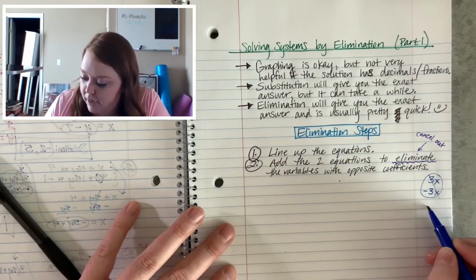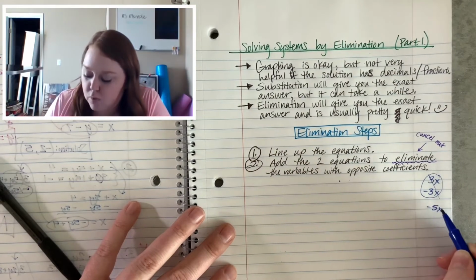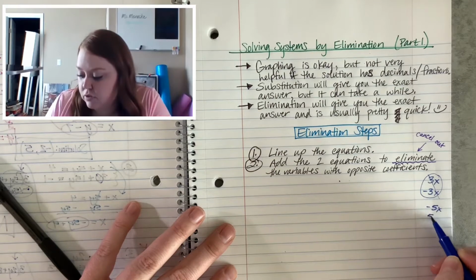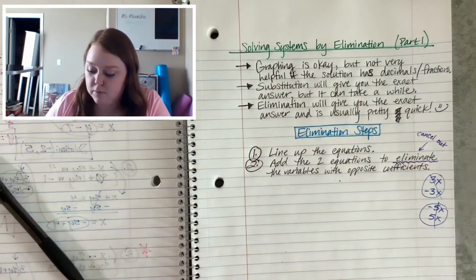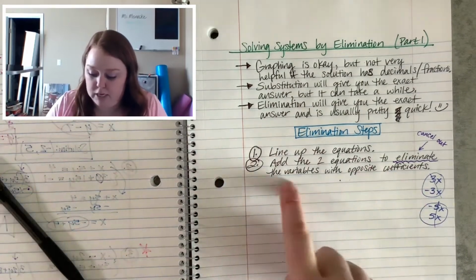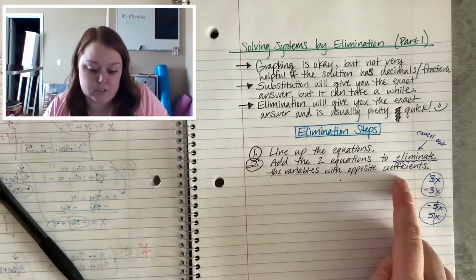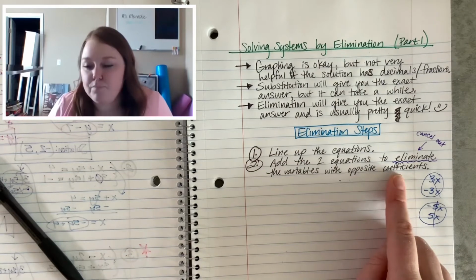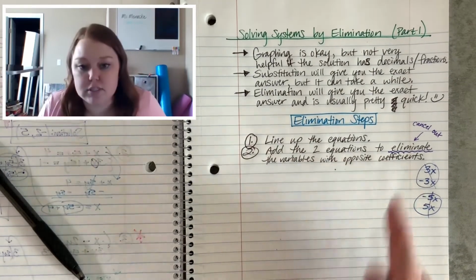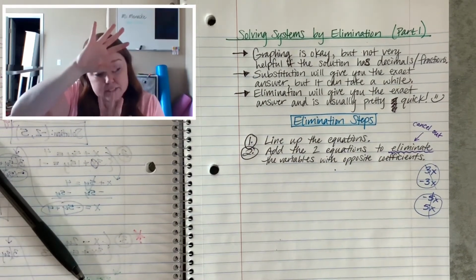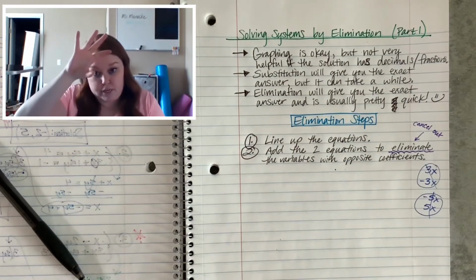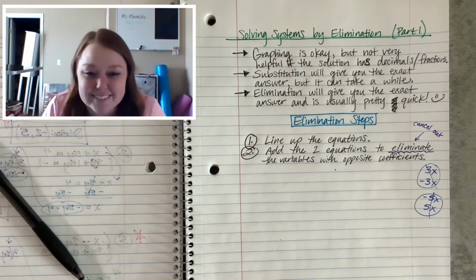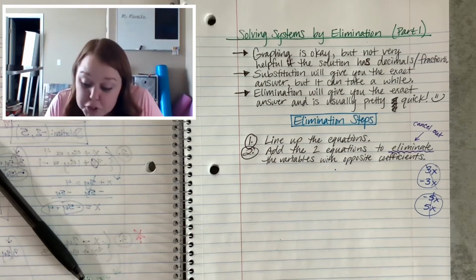So if you had a negative 5x that you wanted to eliminate, you would have to use a positive 5x in order for it to cancel out or eliminate. That's what I mean by eliminate variables with opposite coefficients. Now here's the thing. You're not always going to be given a system that has opposite coefficients. You're not always going to be given a 3x and a negative 3x that cancel out perfectly. So you might have some work to do.